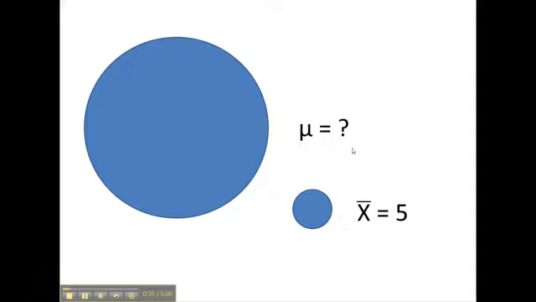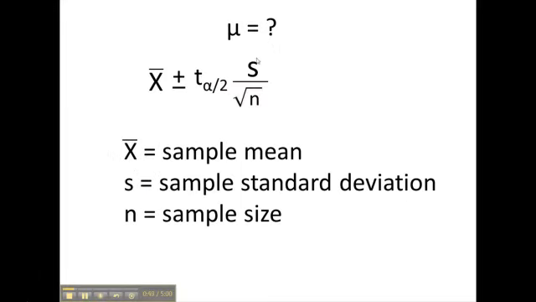And just like when we were doing the confidence interval for the population proportion, when we estimate the population mean, we're going to use a confidence interval for our estimate. And here is how we estimate that population mean. We take the sample mean, which is denoted by x bar, plus or minus a t-value at alpha divided by 2, multiply that times the standard deviation of the sample divided by the square root of n, which is the sample size.